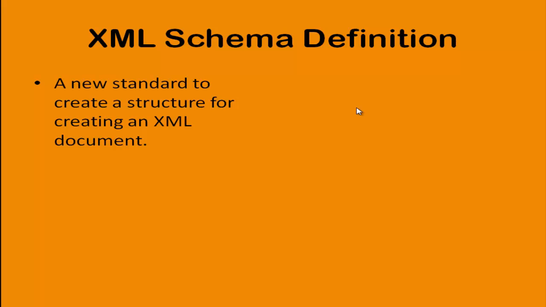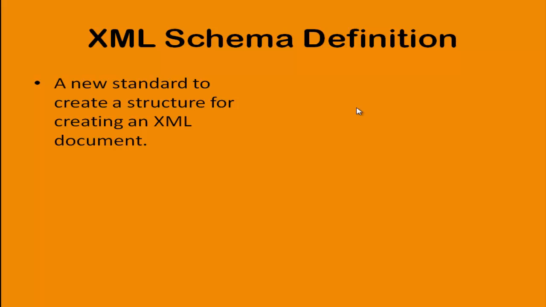So in our earlier videos we saw about DTD. DTD stands for Document Type Definition. It is used to provide the structure for creating an XML document. So here XML Schema Definition, that is XSD, is also used to create a structure for an XML document.